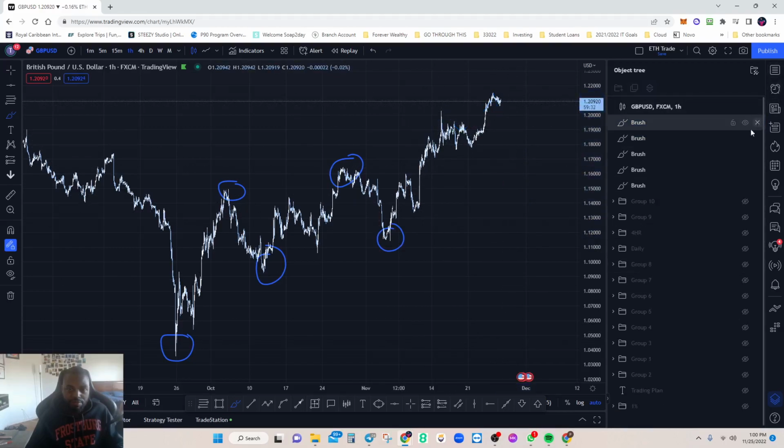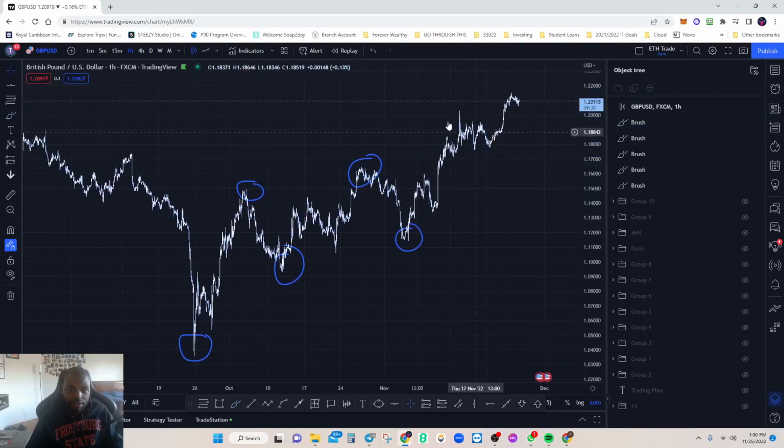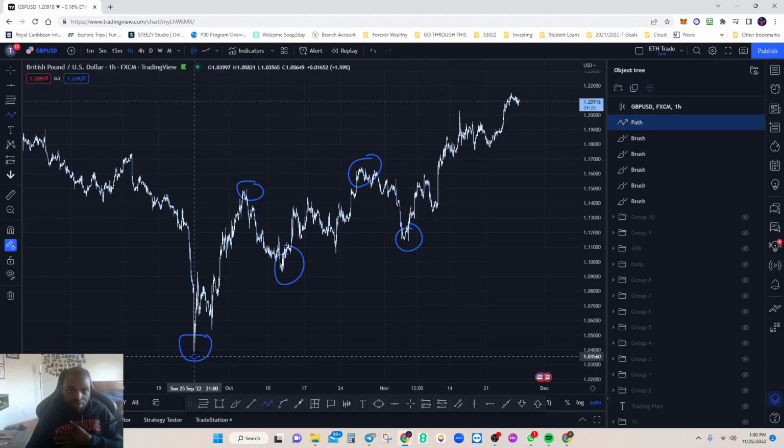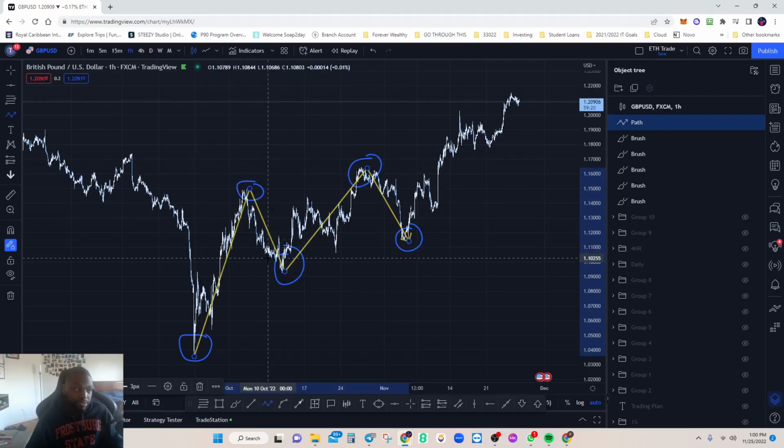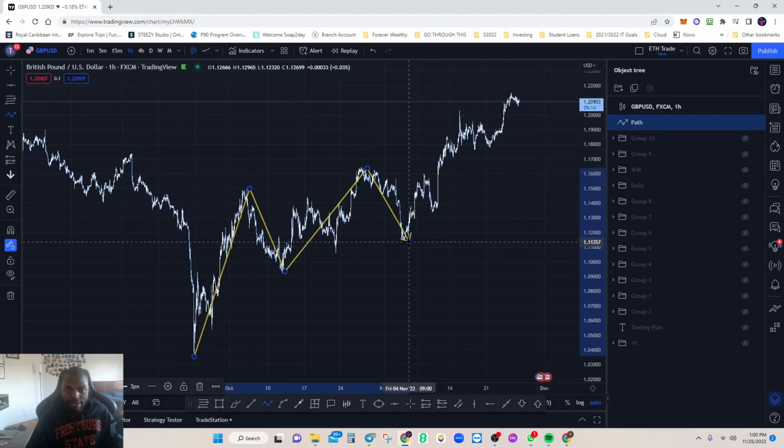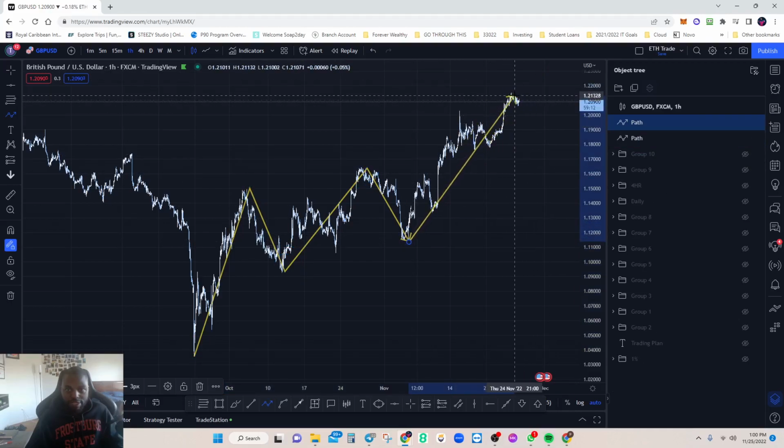Okay. So now all I do is get the path tool and I just draw my market structure from the highs and lows. Literally, that's market structure. It's that simple. Like I said, I normally don't use these brush tools. I can leave that here, but it's not a confirmed high because there's no pullback.